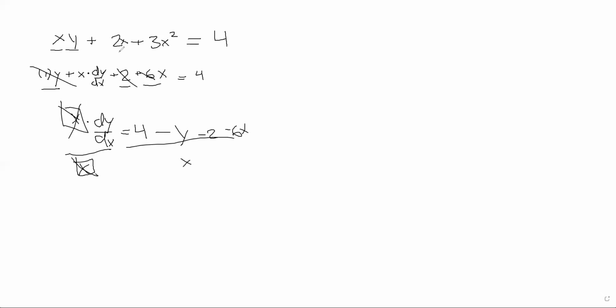So our derivative of y with respect to x is 4. I guess we could simplify it. This would be 2 minus y minus 6x all over x. That is our derivative. That is how we do implicit differentiation. That's how we take the derivative of an implicit function in terms of two different variables.